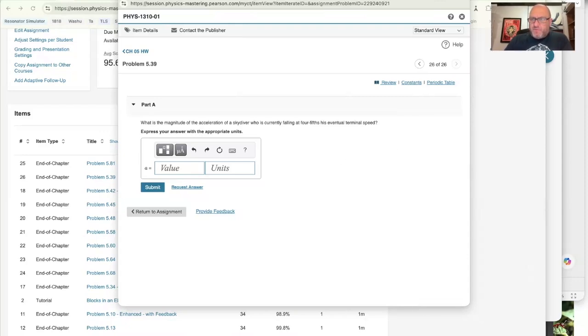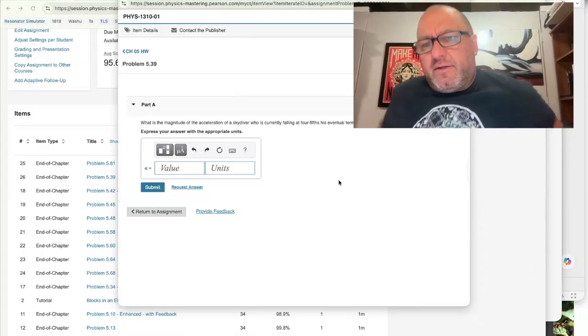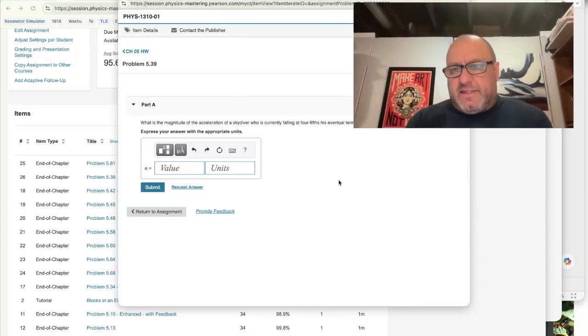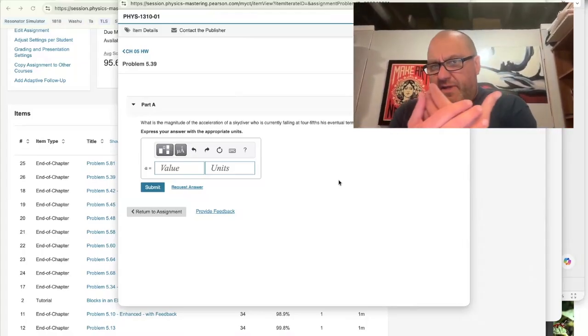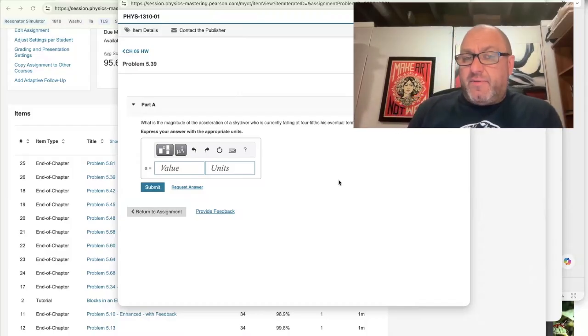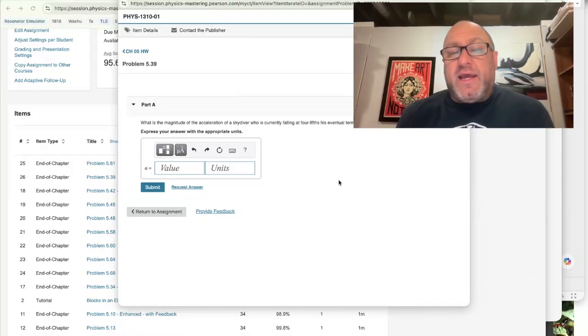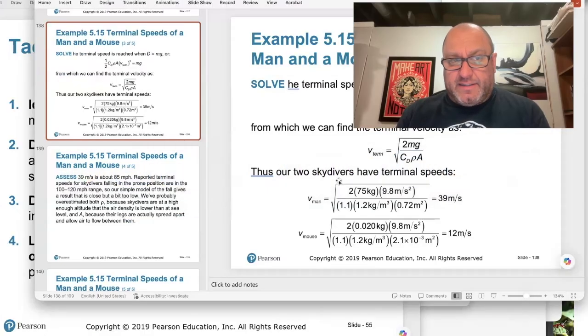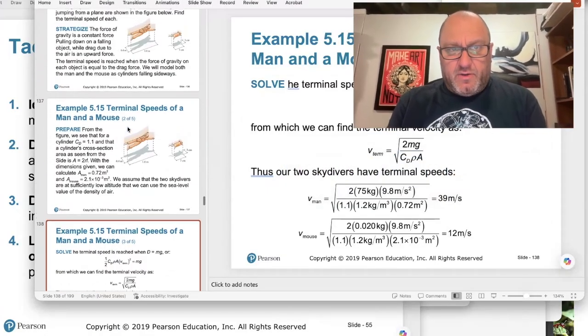It talks about terminal velocity, and terminal velocity is the idea that basically the force of drag is going to slow things down as they're falling, and it's going to limit how fast you can fall. And everything in the atmosphere is going to have a terminal velocity.